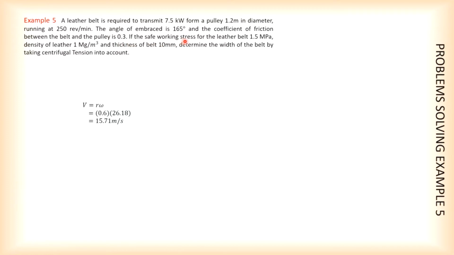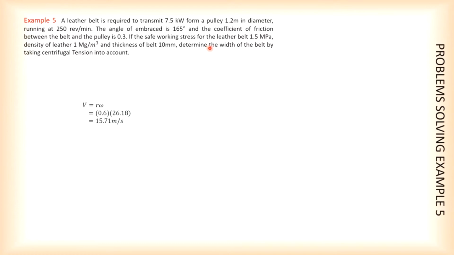If the safe working stress, here now you have the stress. Remember, stress is equal to force over area. The force that we refer to will be the tight side tension, the maximum tension. So if the safe working stress for the leather belt is 1.5 megapascals, and the density for leather is given as 1 megagram per meter cubed, that means it's 1000 kg per meter cubed. The SI unit is kg, so you have to put 1000. Now the thickness of the belt is 10 millimeters.